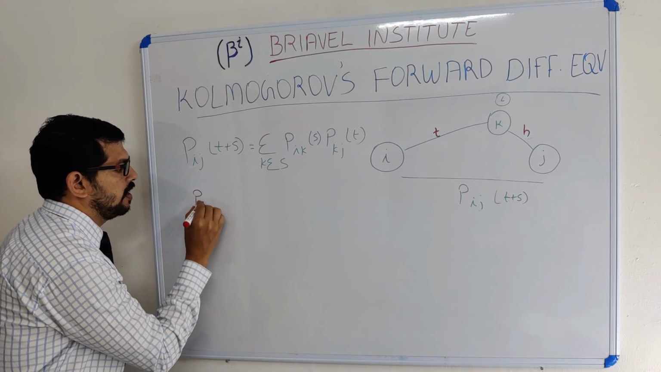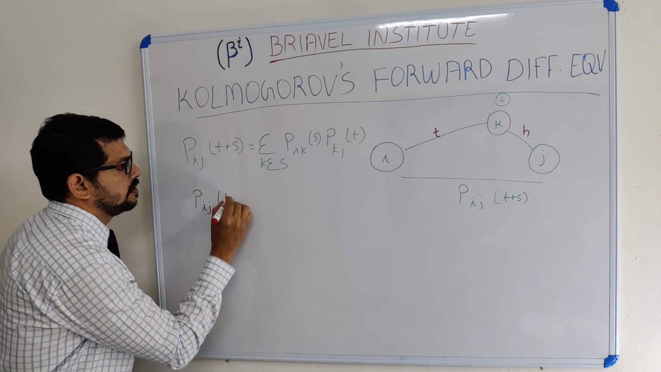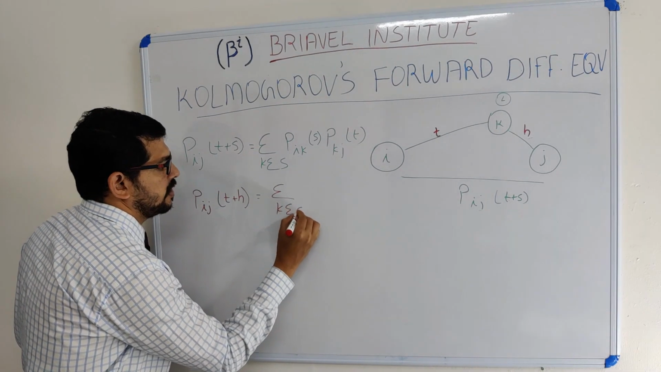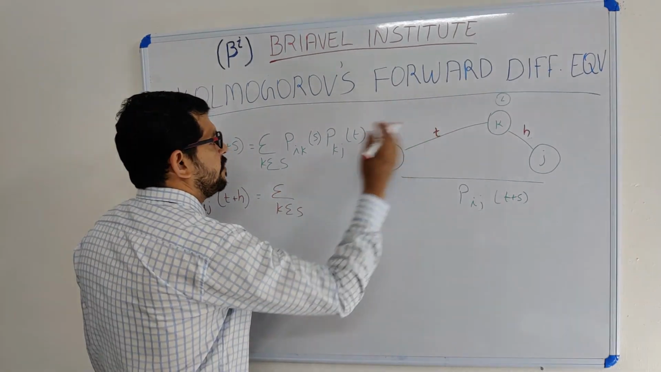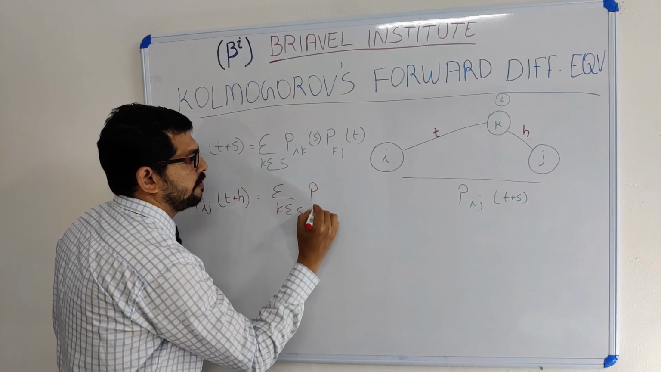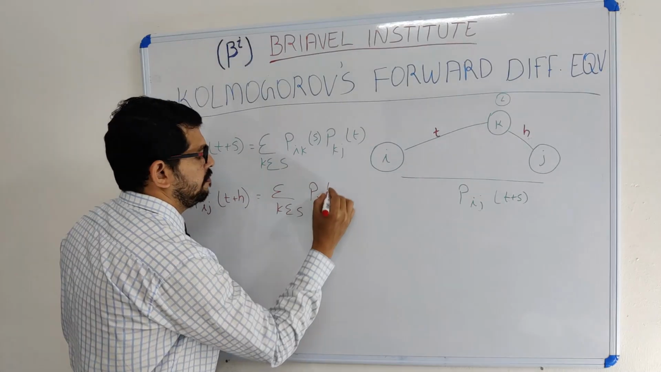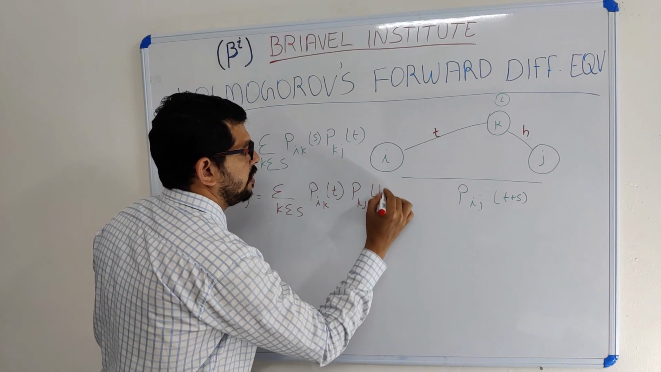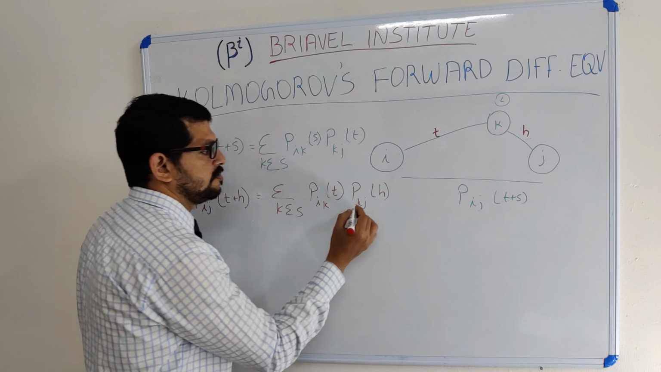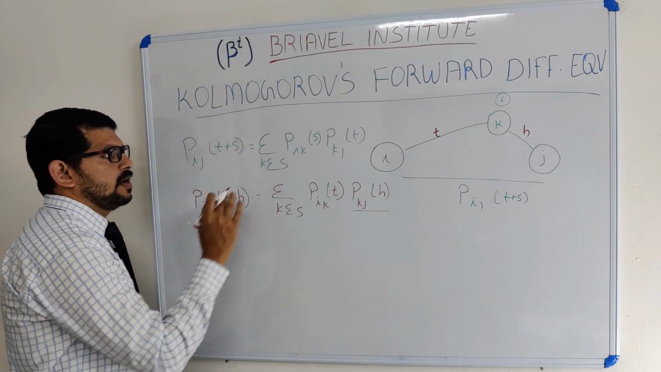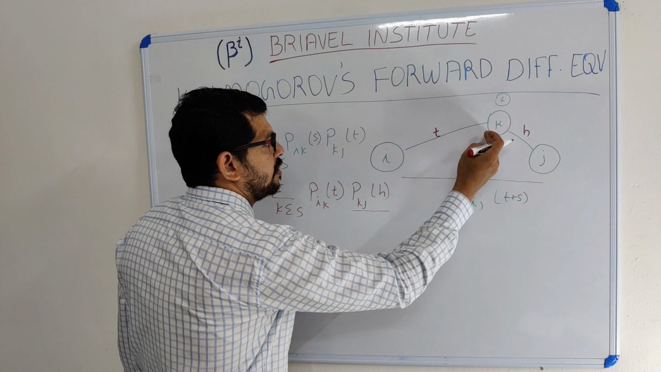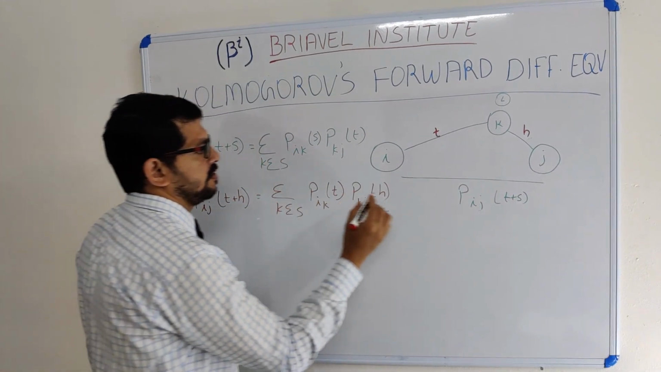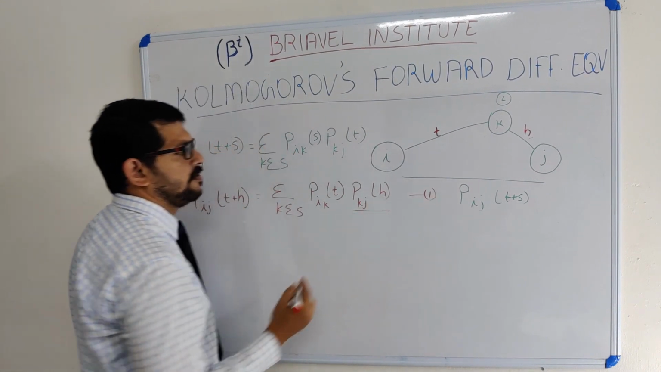Then how do we write this equation? P of ij at time t plus h is equal to the sum over k, an element of S, of P of ik at time t and P of kj at time h. This is the small time interval. We multiply the probability of reaching k by the probability of k to j. So this is our first equation.